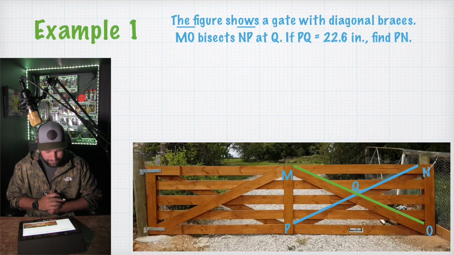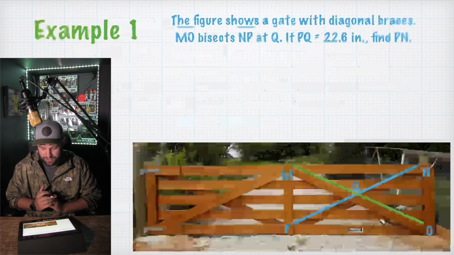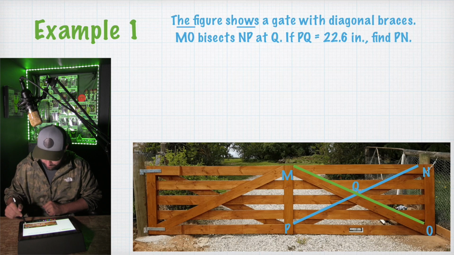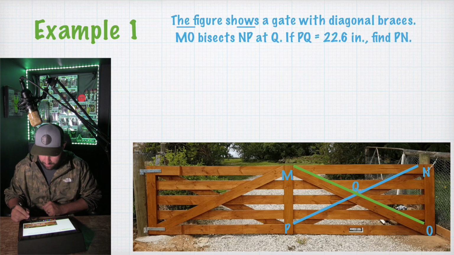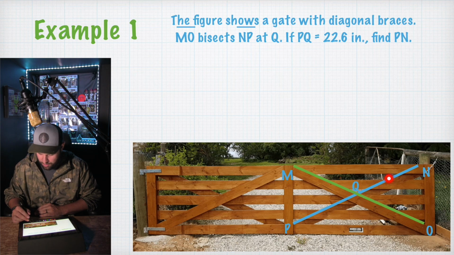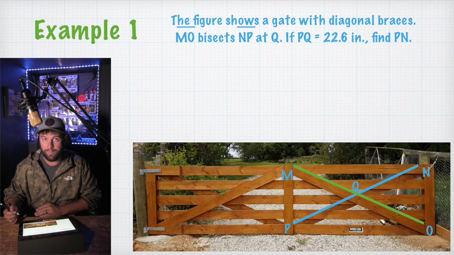Here we go. The figure shows a gate with diagonal braces, MO and NP. MO bisects NP at Q. So MO bisects PN at Q, okay? Which means that it cuts PN perfectly in half. So PQ and QN are the same length.